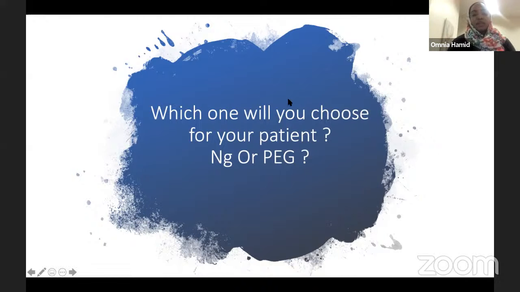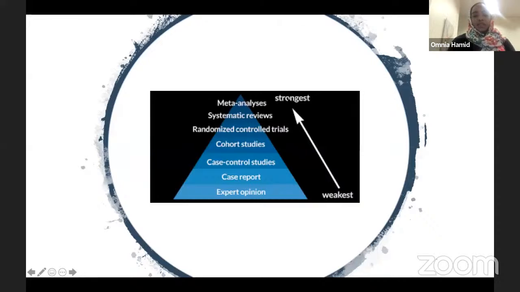Okay, and this is the level of evidence. The weakest one is the expert opinion. Then after that, case reports, case control studies, cohort studies, randomized control trials, and systematic reviews. And the strongest are meta-analyses.